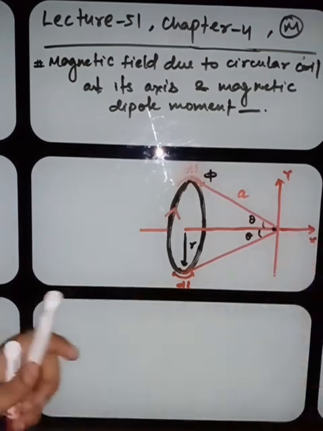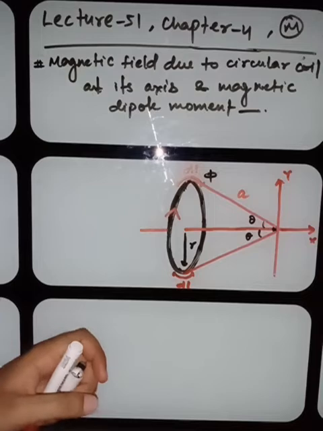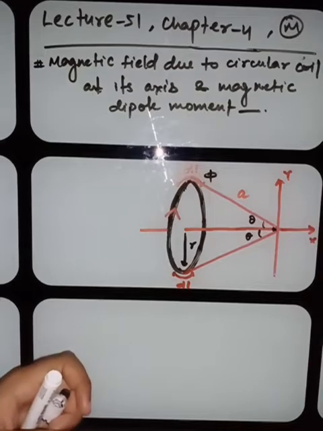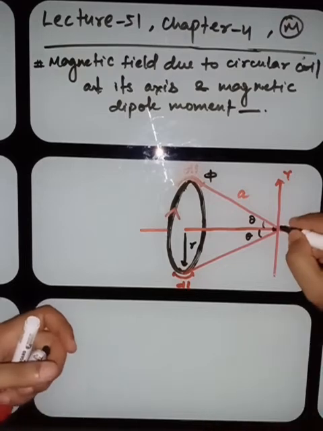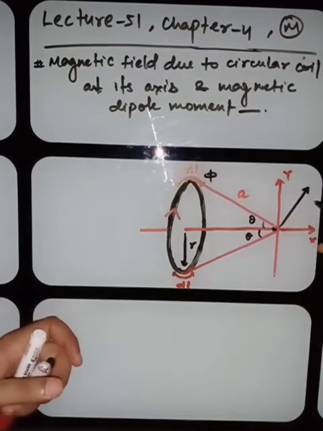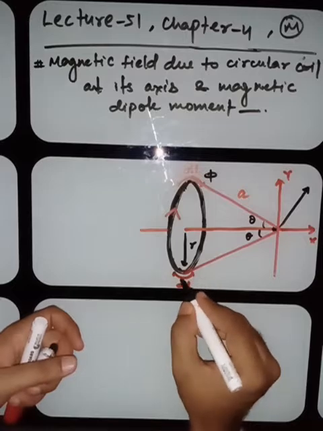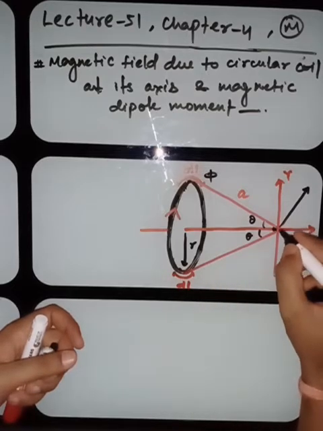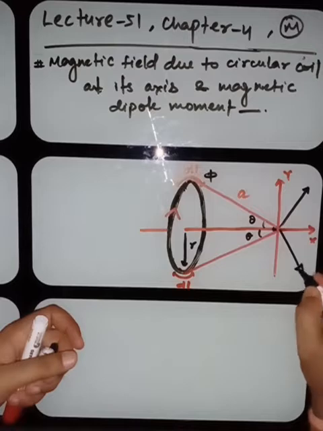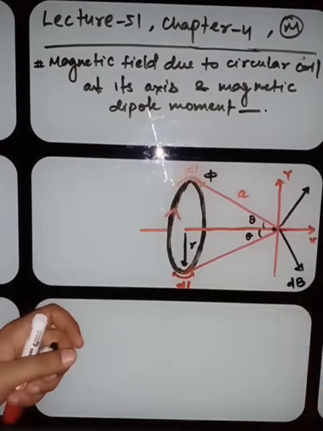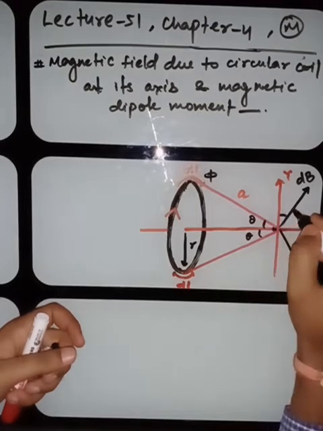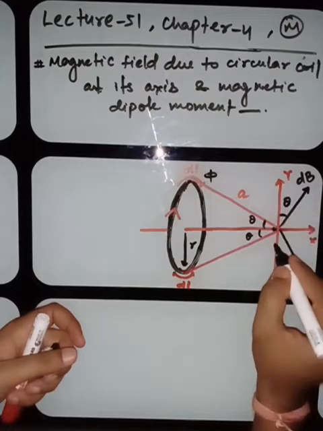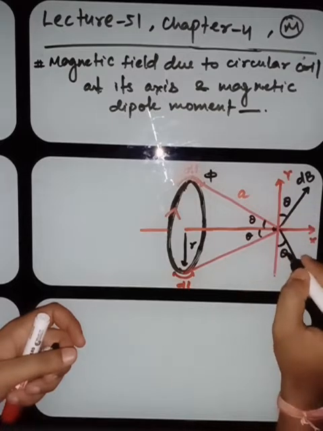It is perpendicular, and it is in this direction, and due to this elemental section, perpendicular to this, it will be in this direction. So this is the dB, and this is also dB. If this is theta, then this will be 90 minus theta, and this will be theta.